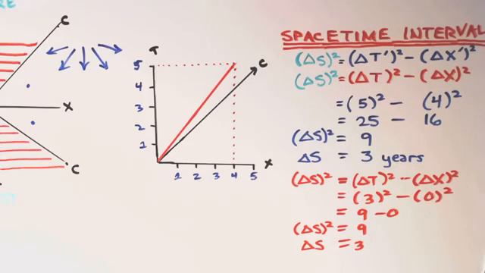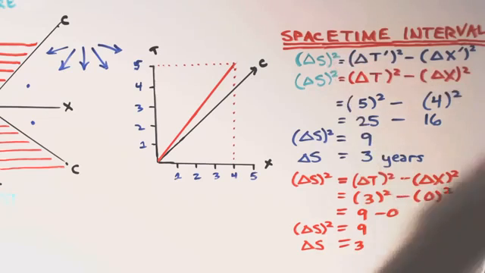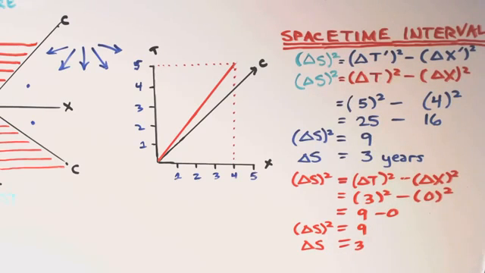Now, time and distance, length and time, nobody agrees on it. It differs from frame of reference to frame of reference. They all have a different say-so on what the distance is and what the time is. But the space-time interval, they all agree on, because it meshes it all up.